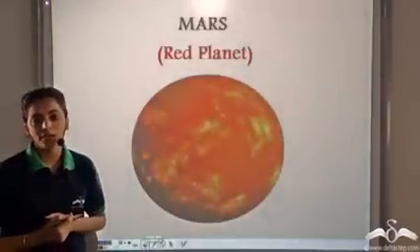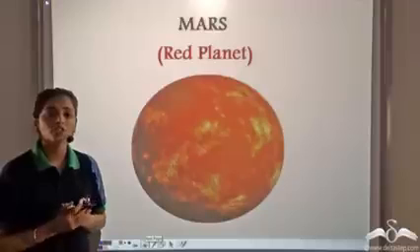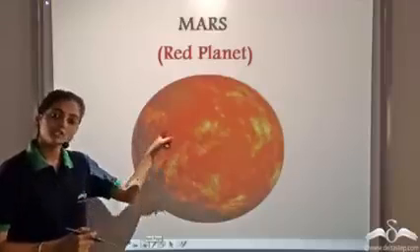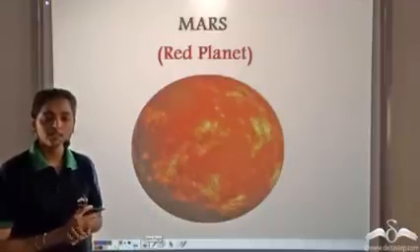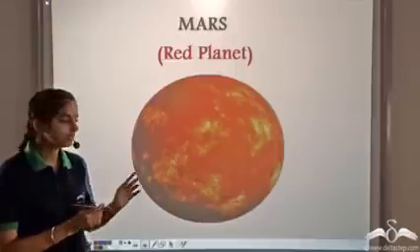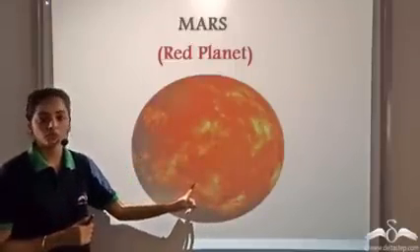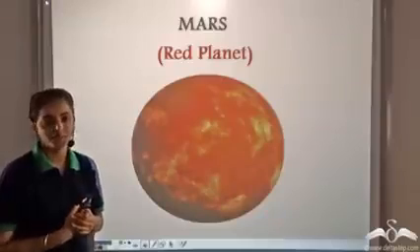Mars is known as the red planet. This is because of the large amount of ferric oxide which is present on the surface of Mars. Since ferric oxide is brown in color, it gives it this reddish brown coating, and thus it is known as the red planet.